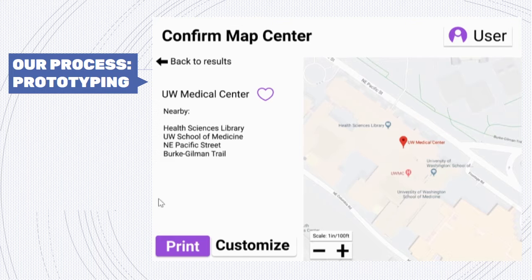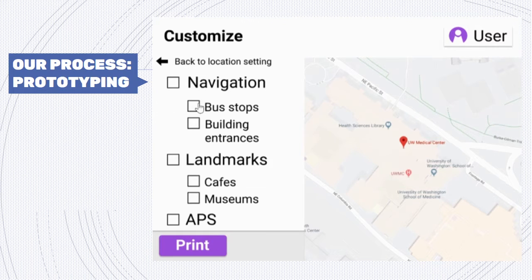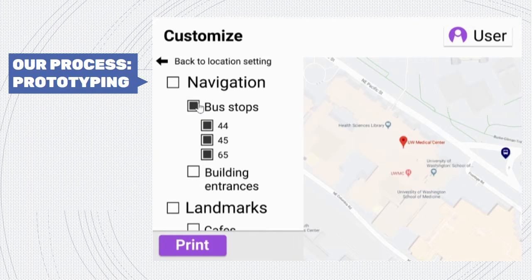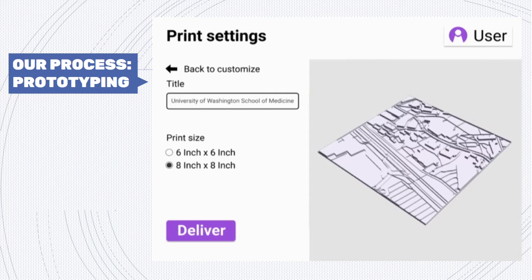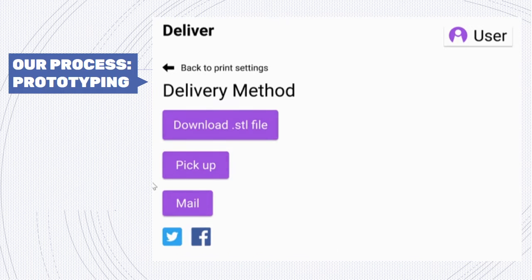When the user selects Customize, they are taken to a list of features that they can put on the map. This includes things like bus stops, building entrances, and cafes. When the user clicks Print, they are able to edit metadata like the map's size and title. They can also pick a delivery method, like downloading the map themselves or ordering a tactile map to pick up at a print station or be mailed to their home.